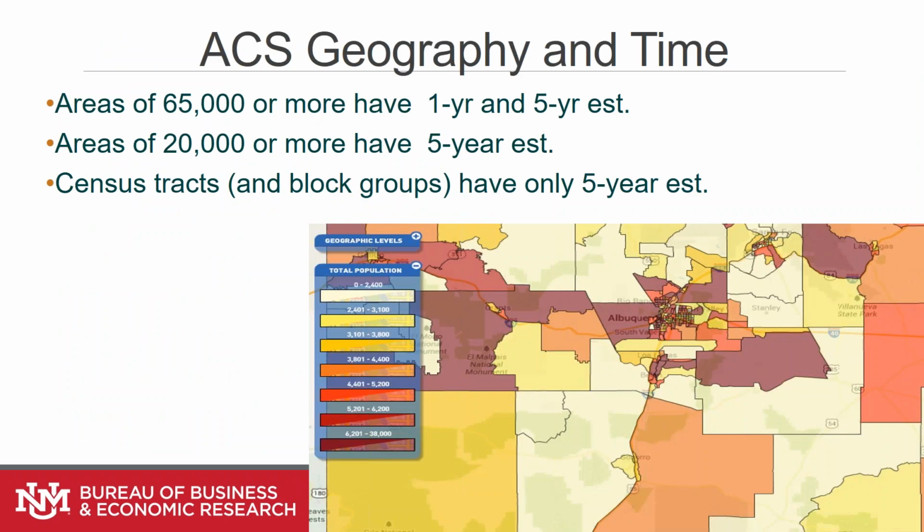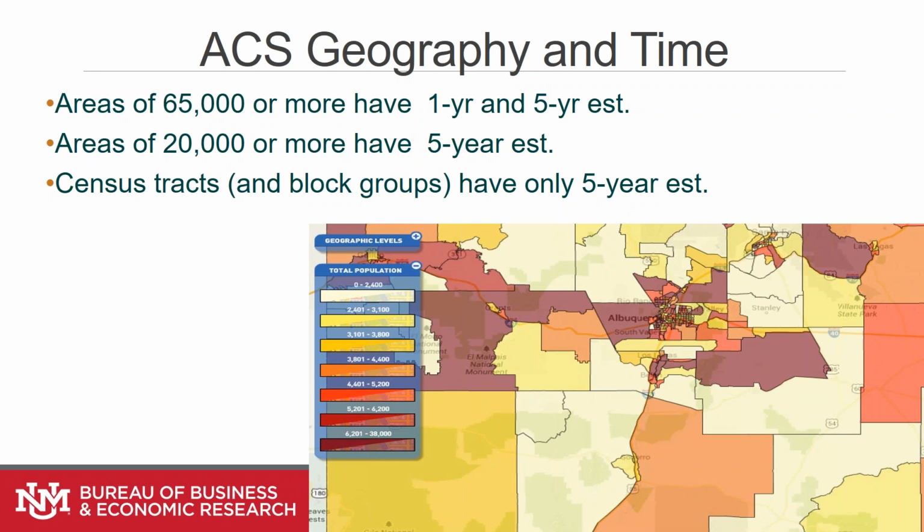So specifically, if you're using decennial census, you can go down to the smallest group, which is a block, and look at data by block. But that only comes out every 10 years. In the American Community Survey, you get 1-year estimates, and 1-year and 5-year estimates are available for areas with a population of 65,000 or greater.